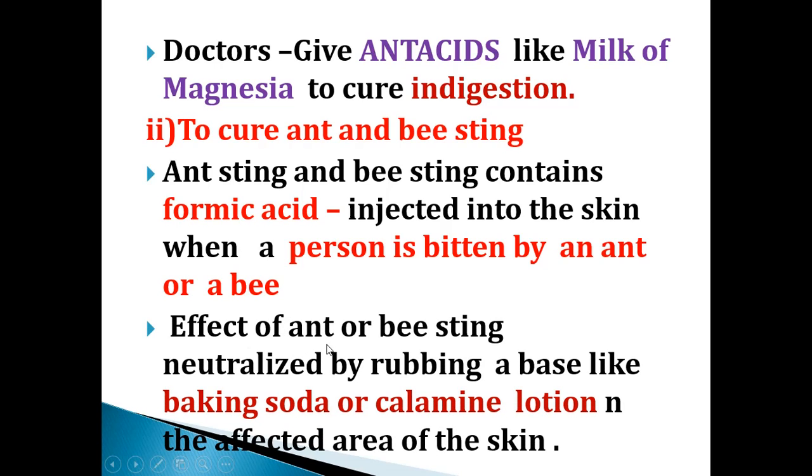So the effect of an ant or bee sting can be neutralized by rubbing a base like baking soda or calamine solution in the affected area of the skin. Already we know that an acid's effect can be reduced by what? Base. Yes, a base will neutralize the effect of acid, so once the ant sting or bee sting effect is caused, it can be neutralized by rubbing a base like baking soda or calamine solution in the affected area of the skin.